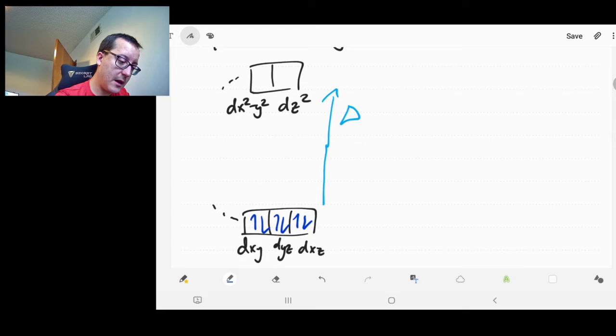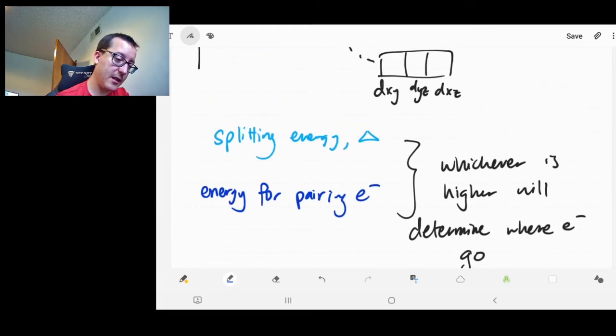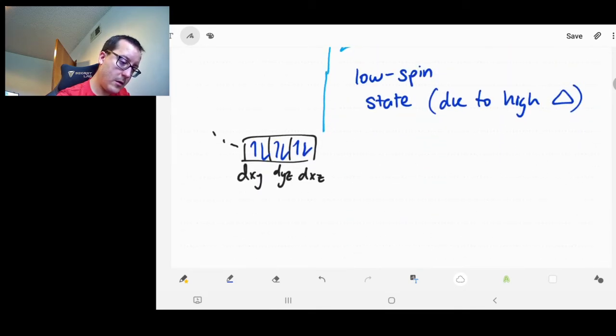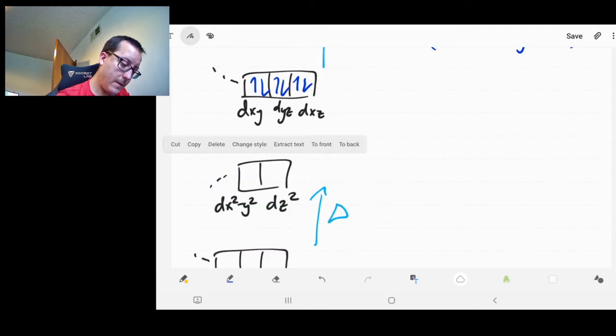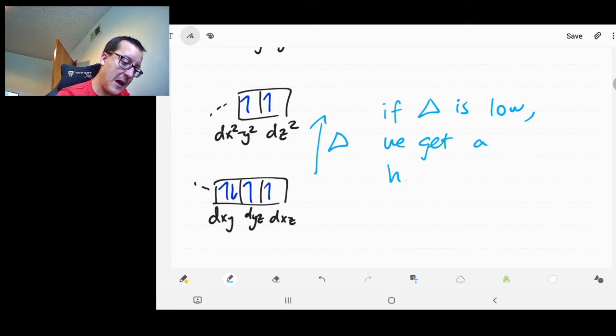This is what's called a low spin state due to high splitting energy. Conversely, if your splitting energy is low, like this, then you will be filling them normally, one each, and then you'll start pairing off later. So if your splitting energy is low, we get what's called a high spin state.